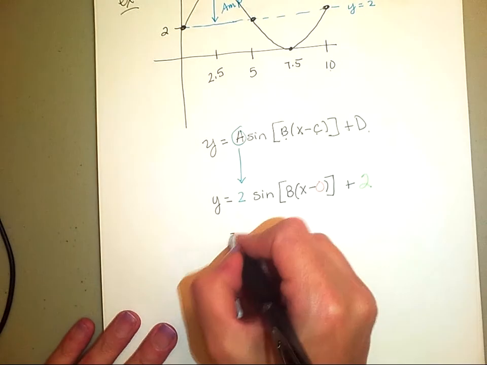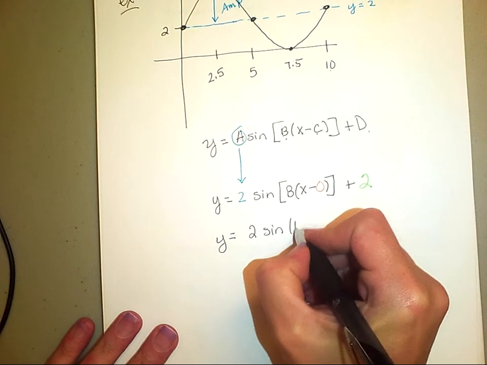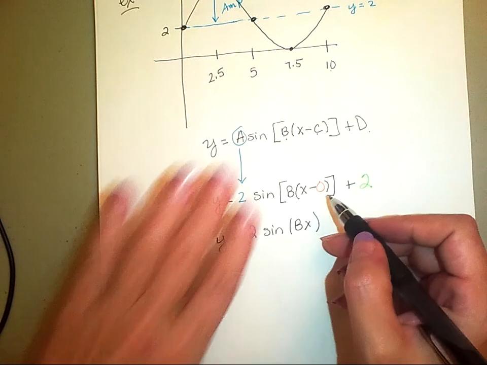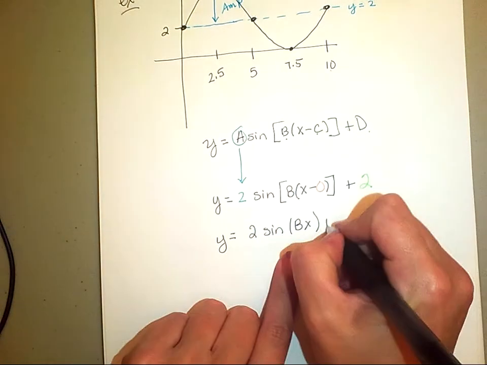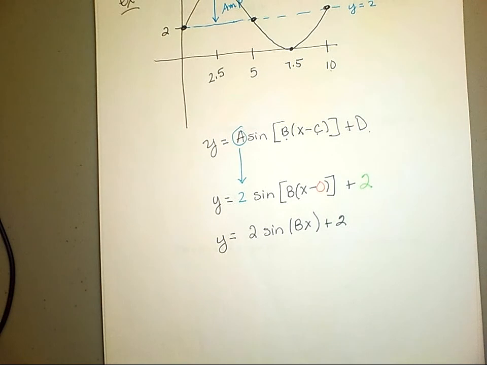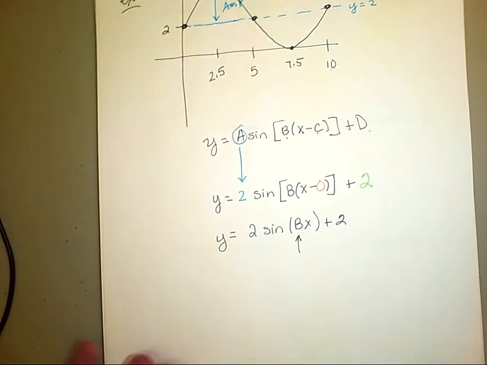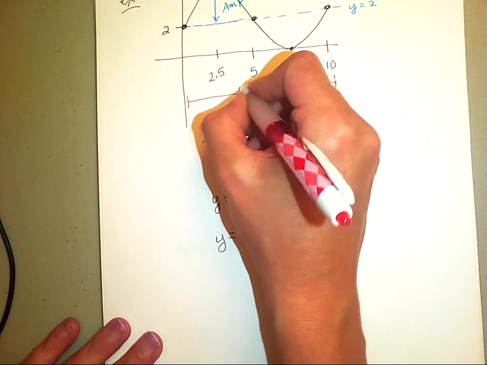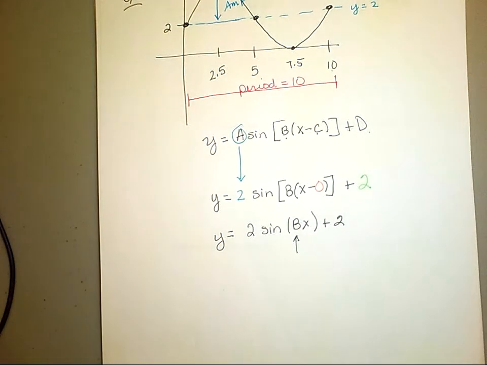And let's just simplify this a little bit more. So this is y is equal to 2 times the sine of b times x minus 0, but that's just 0. Right? So, or I'm sorry, x minus 0 is just x, so b times x is that. Okay. Alright, now we have to figure out how this period changed. So to do that, we have to come up here and figure out the length of the period. So from here to here is the period, and so we know that the period is equal to 10. It doesn't always have to have pi's involved with it. Okay.